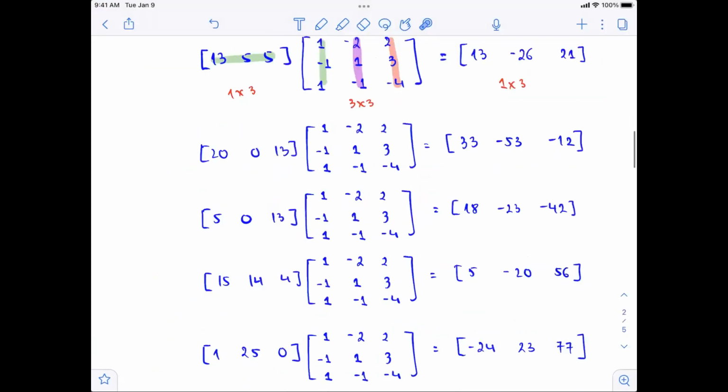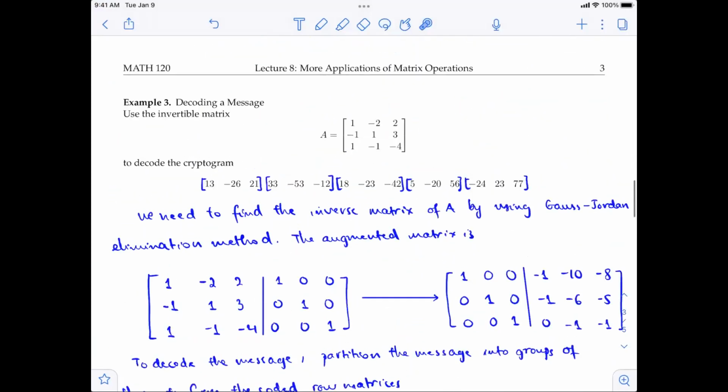Okay. And of course, in practice, you need to know the key. You need to know the matrix. Without knowing the matrix, there's no way you can break it.